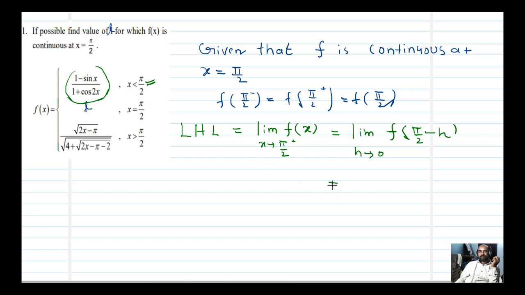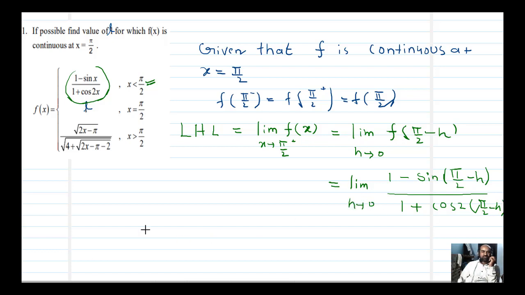So what should I write? The limit of 1 minus sin of (pi by 2 minus h), divided by 1 plus cos of 2 times (pi by 2 minus h). Okay students, h is tending to 0. Actually here you need to write one bracket. Now I want to simplify this.